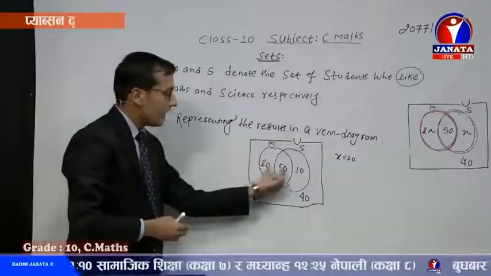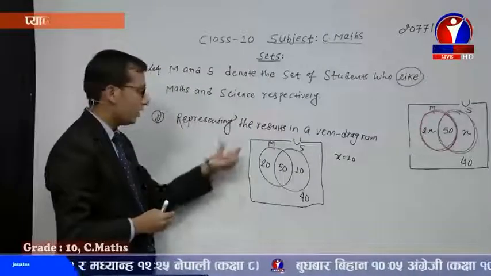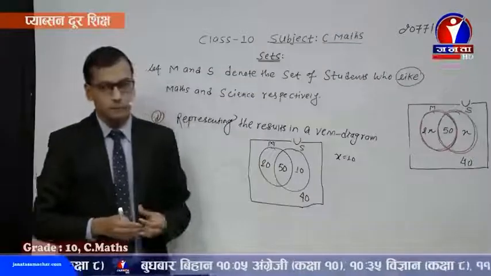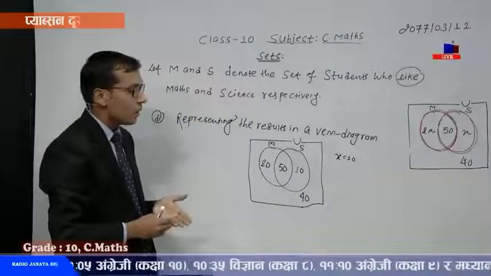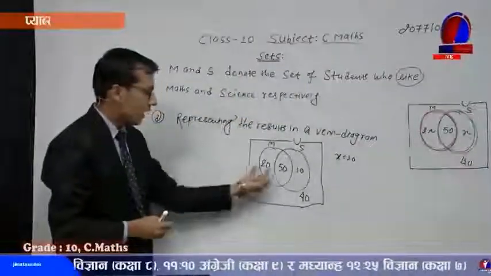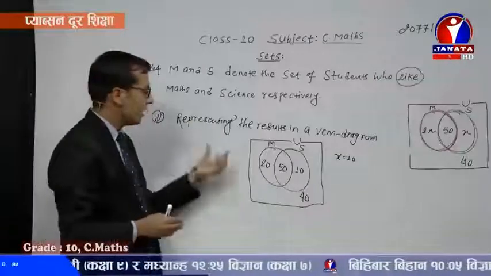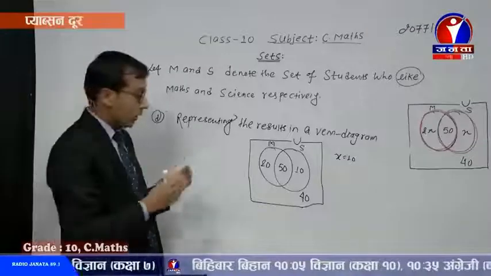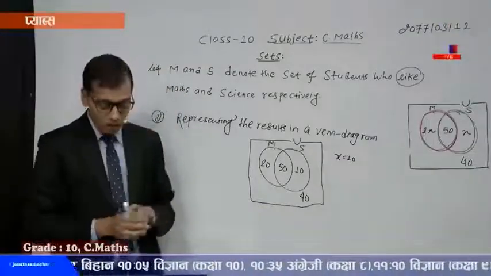So this is the diagram where we have replaced the value of x and we have represented results in the Venn diagram. So here I have drawn two diagrams. First diagram is in terms of x, and second diagram, the last one, is in terms of the cardinal number for results in a Venn diagram. So this is all about this question. Let me move into next number.